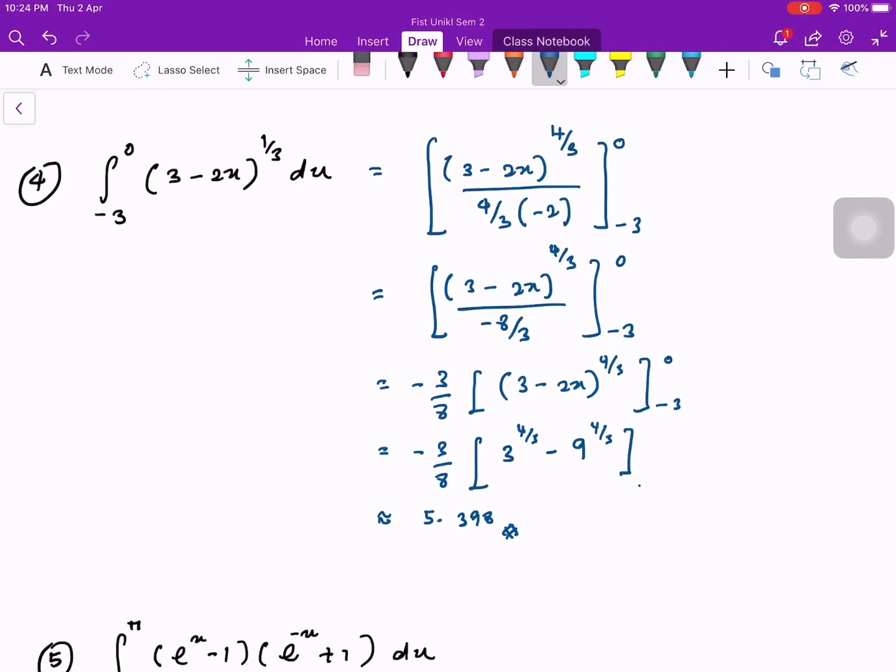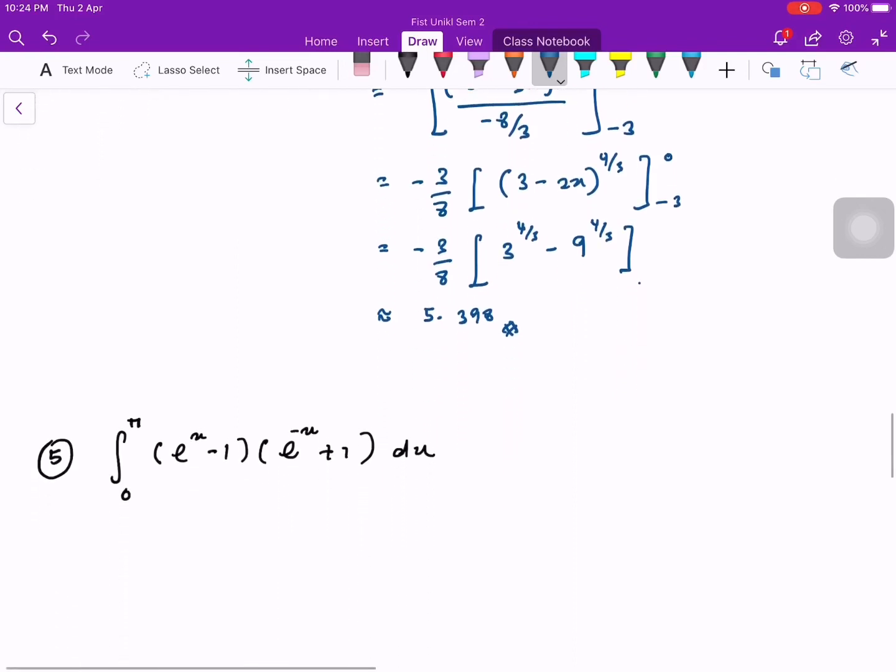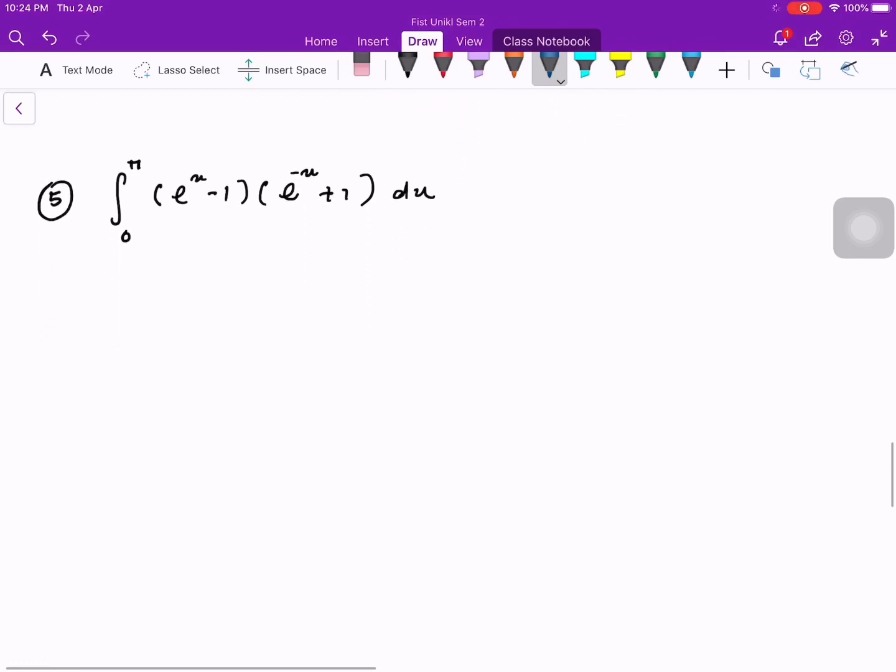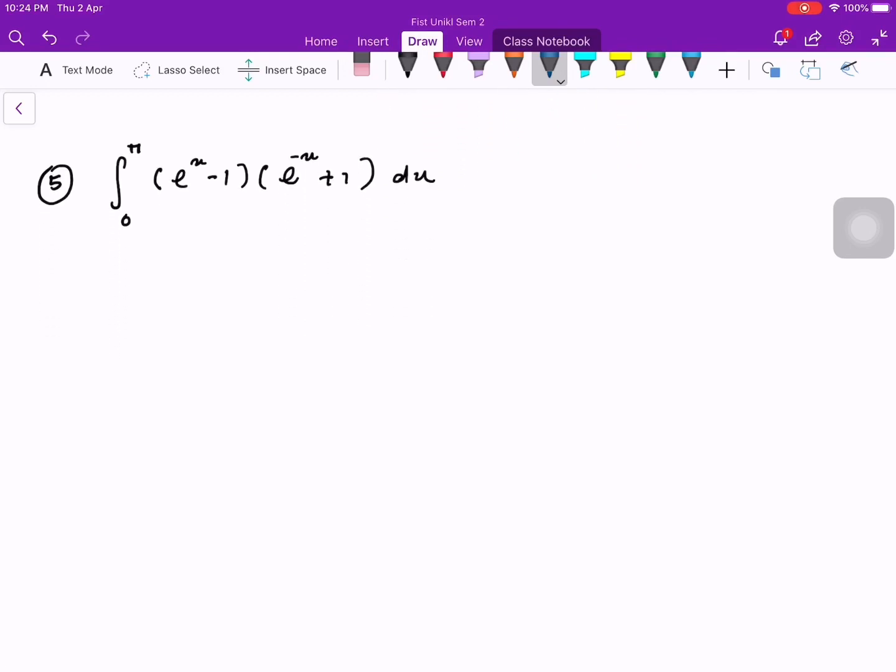So this is for example 4, and we move to example 5. Okay, example 5, kita ada e kuasa x minus 1 times with e to the power of minus x plus 1. So this one, since kita ada 2 factor, kita boleh expand accordingly before kita start finding dia punya integral.